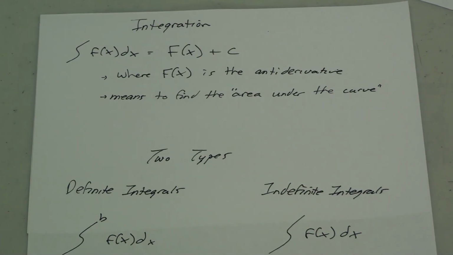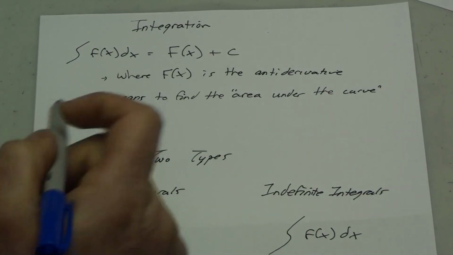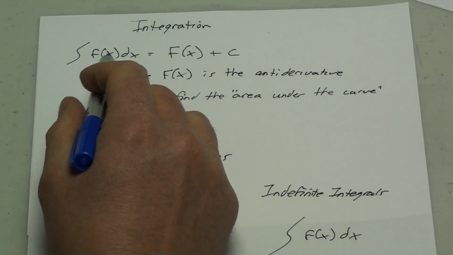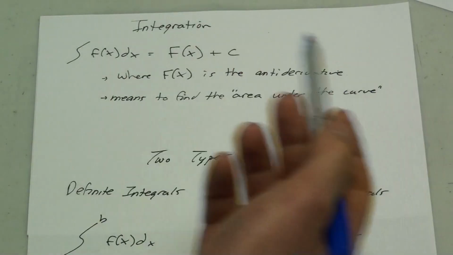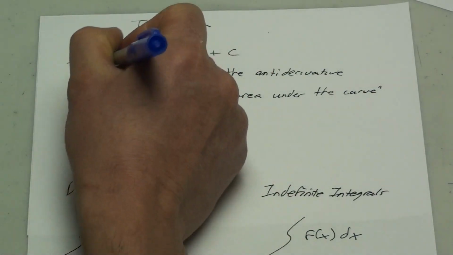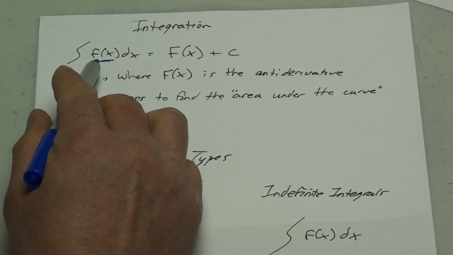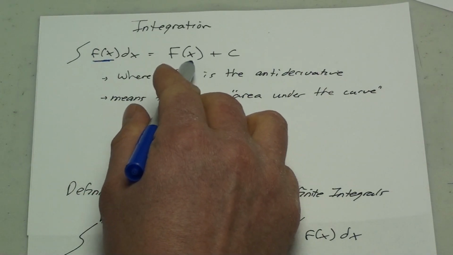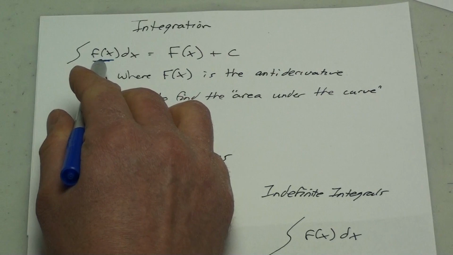Okay, this is a short lesson on integration. Integration, you have the notation squiggly s f of x dx, okay? And that means I'm going to find the antiderivative of that function f of x, which is the capital F of x, the antiderivative. So capital F of x is the antiderivative, that's what I need to do.